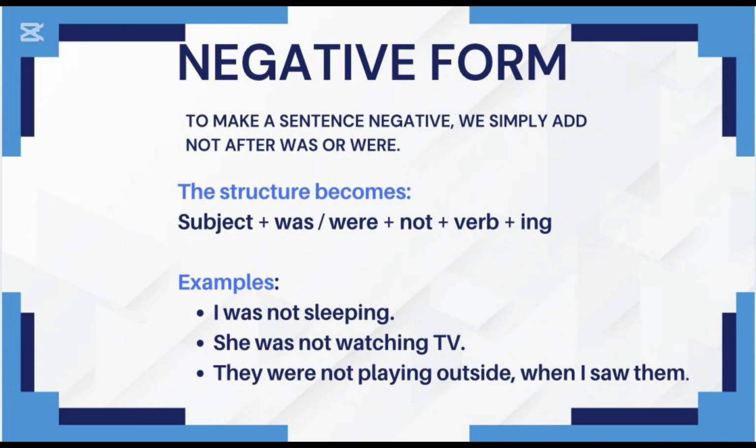Example: I was not sleeping, she was not watching TV, they were not playing outside when I saw them. In spoken English, we often use contractions. Was not, wasn't, were not, weren't. Example: he wasn't working, or he wasn't studying yesterday.